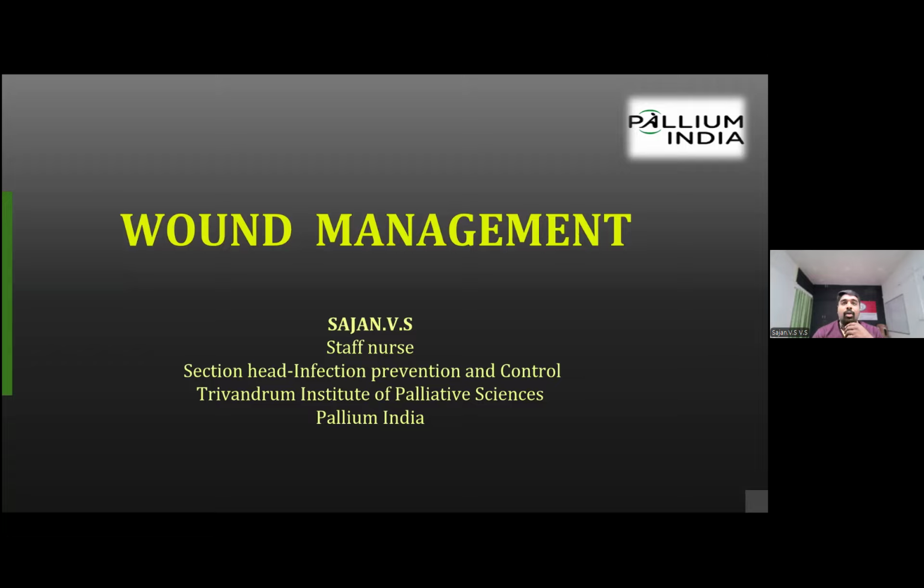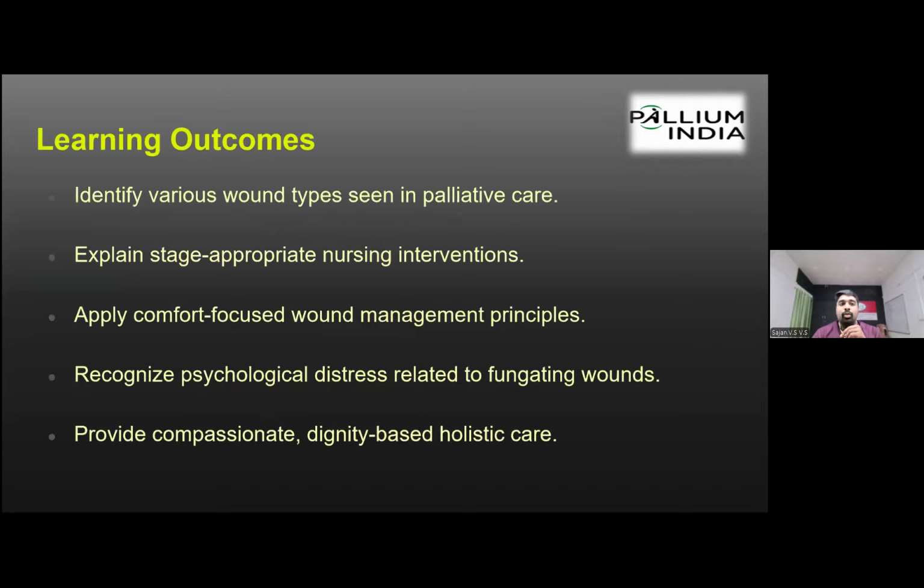As we know, a wound means the continuity of the skin of our body is lost because of an accidental injury or a surgical procedure. So the type of wound will vary: surgical wound, accidental injury, burns, like that. But here we are going to discuss two types of wound.